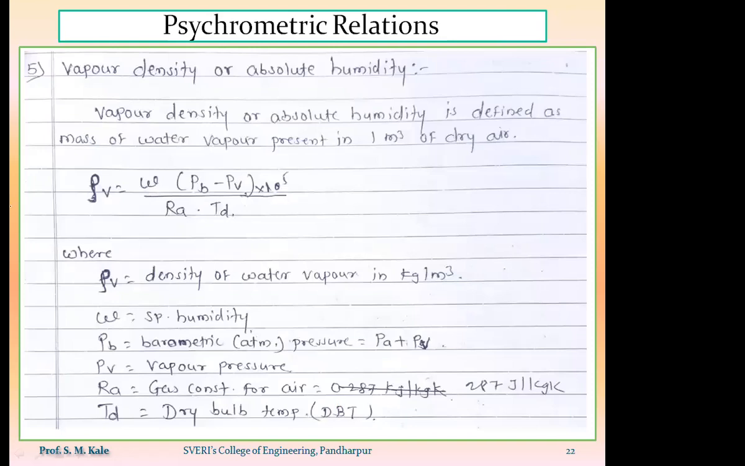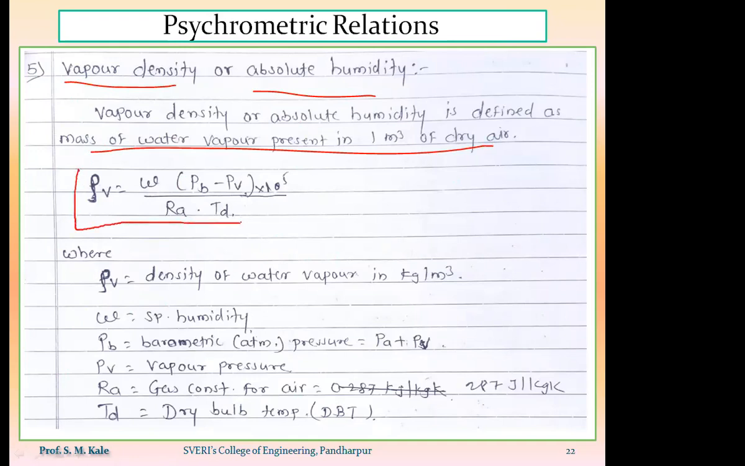The fifth formula is related to vapor density, that is also called the absolute humidity. Vapor density or absolute humidity is nothing but the mass of water vapor present in 1 meter cube of dry air. Vapor density is denoted by the term rho V, and that is given by the equation small w. Small w means humidity or specific humidity. That value of humidity or specific humidity should be in terms of kg per kg of dry air.